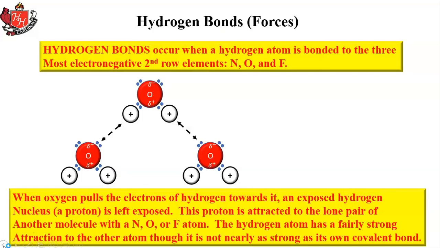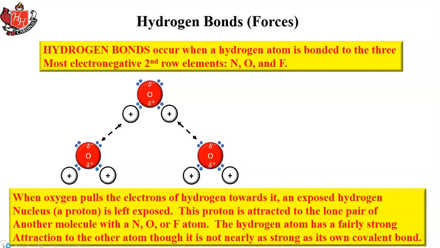To the three most electronegative second row elements, nitrogen, oxygen, and fluorine. So when oxygen pulls the electrons of a hydrogen atom that's bonded to it towards it, an exposed hydrogen nucleus, basically a proton, is left sticking out there exposed because its electron is being pulled towards the oxygen. This proton is attracted to the lone pair of another molecule with a nitrogen, oxygen, or fluorine atom.